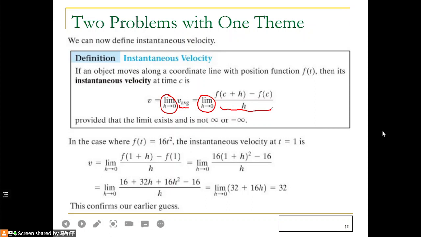And then in this case, we can calculate. In the case where f is 16t squared, the instantaneous velocity at t is 1.